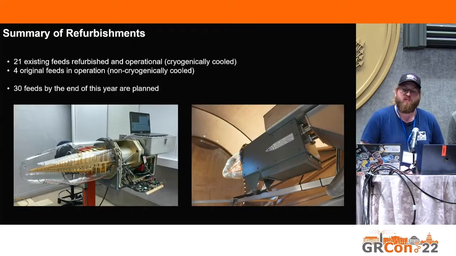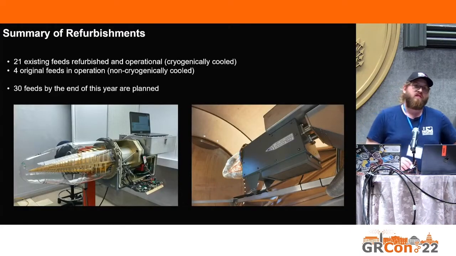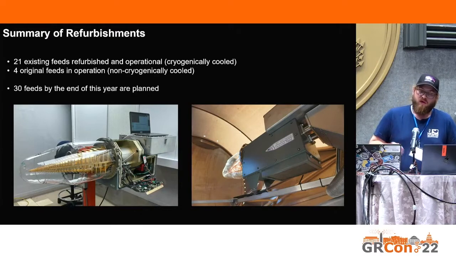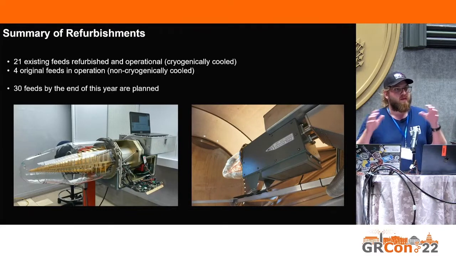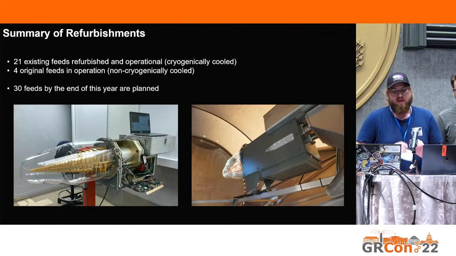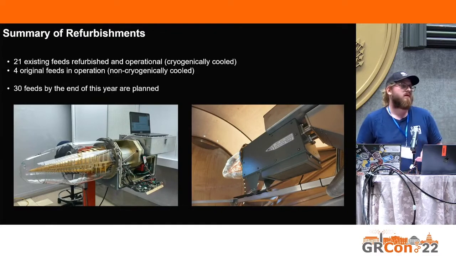Just let me give a brief summary of the refurbishments. Currently, we have 25 operational antennas. 21 of them are new refurbished design and cryogenically cooled. That's why the feeds are placed under a glass dome. The glass dome maintains a vacuum, which enables cooling. Their temperature is about 70 Kelvin. And we still have four old non-cryogenically cooled feeds.